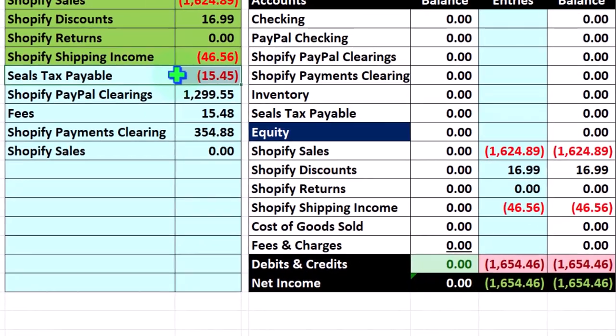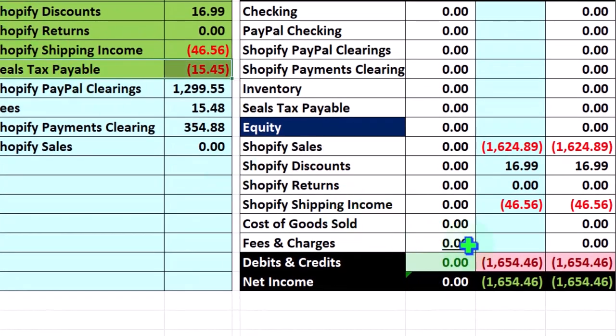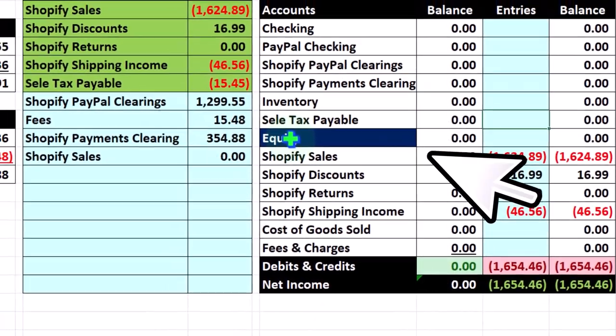And then we've got the sales tax payable. So this, although we collected it from the client to pay for the sales tax, which in theory is on them, we're going to put it up here in our liability account. Sales tax, we need to tax those sales. Okay, so we're going to put that here.